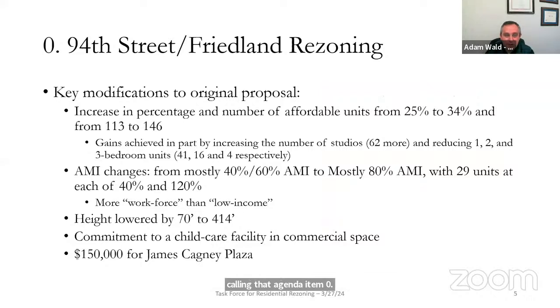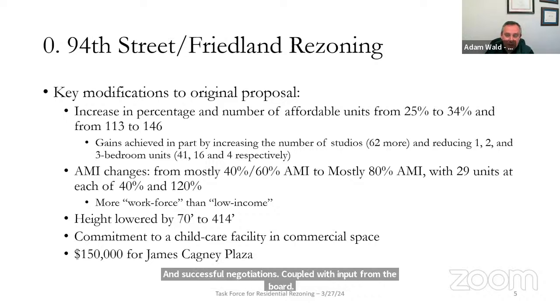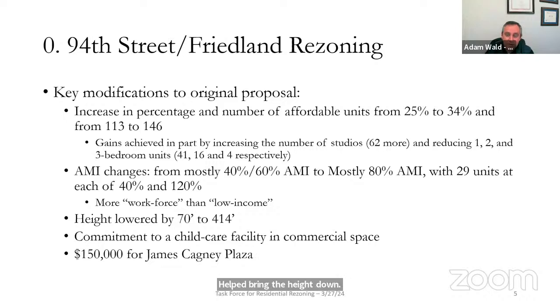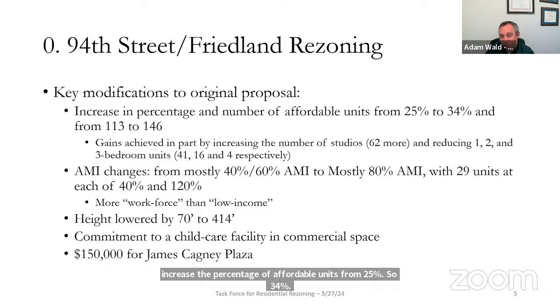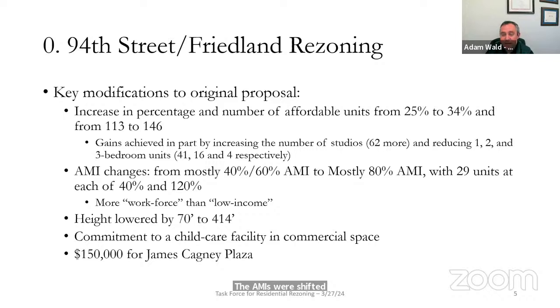So originally, the proposal was for, I believe, 484 feet, and successful negotiations coupled with the input from the board helped bring the height down and also materially increase the percentage of affordable units from 25% to 34%. The AMIs were shifted upwards somewhat, from 40% and 60% AMI to mostly 80% AMI. And there was a commitment for a child care facility in the commercial space on the grade level, as well as a $150,000 commitment for James Cagney Plaza.